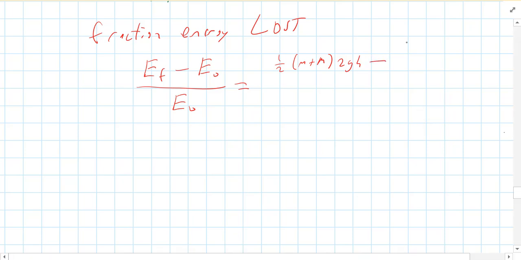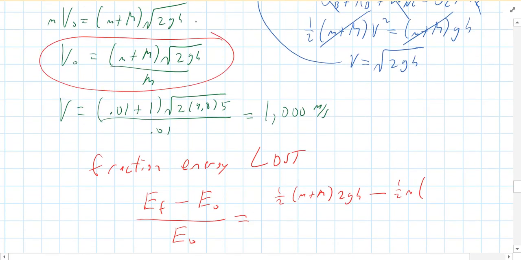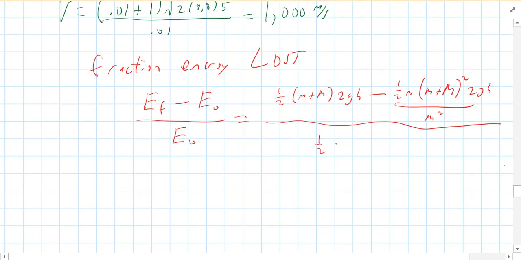Or ended with, minus the starting energy, which is simply that of the bullet, which is 1/2 m, and then our expression for that velocity was this crazy stuff here. So I've got to square all of that. So I'll square the (m + M), we have a 2gh, and then over m squared. And this whole thing is over the same thing again: 1/2 (m + M) squared, 2gh over m squared.